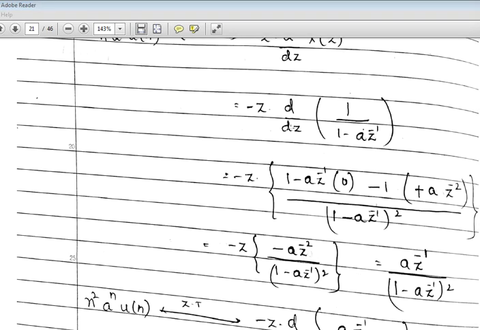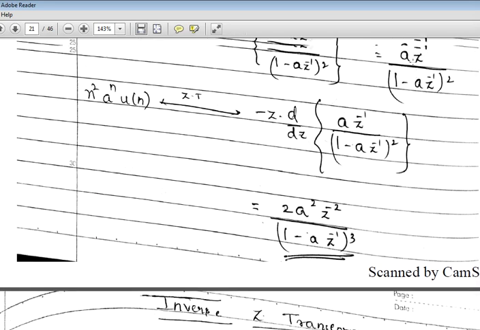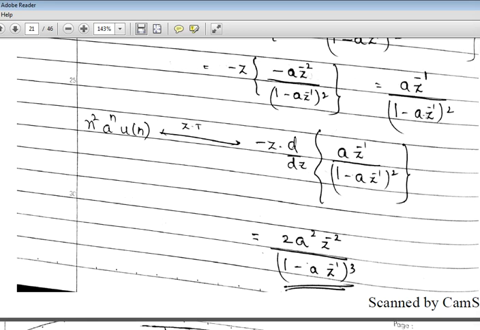d by dz of 1 by 1 minus a into z raised to minus 1. So we go for differentiation of this. We may take this as z by z minus a, or we can go in this form. One can differentiate this expression and find the values. So we get a into z raised to minus 1 over 1 minus a into z raised to minus 1, the whole square. So this z transform will be equal to a into z raised to minus 1 divided by 1 minus a into z raised to minus 1, the whole square.